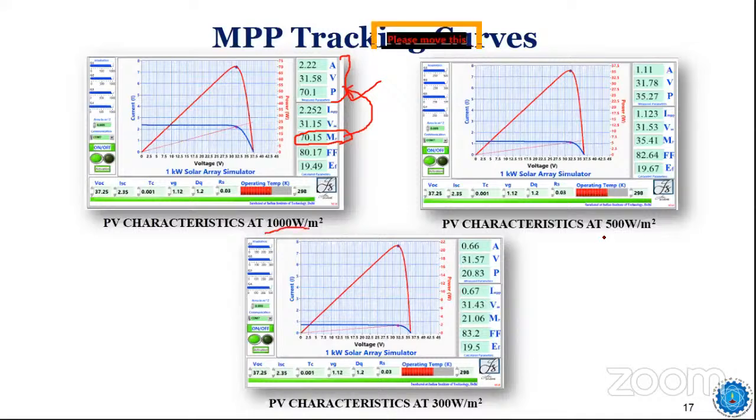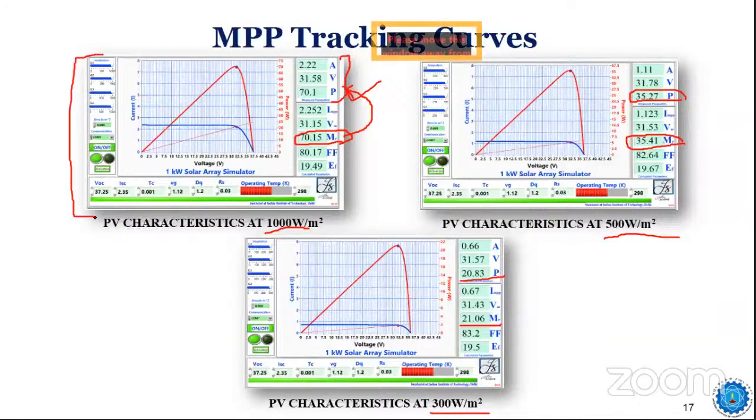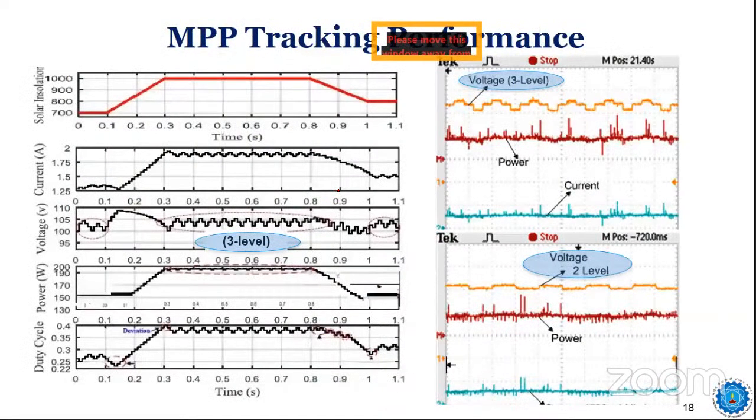When the irradiation is changed to 500 watt per meter square, again you can see we are able to track 35 watt, exactly almost the same. Similarly, at 300 watt per meter square, we are able to track 21 watt. So as we are changing the irradiation, we are able to track the maximum power, right? The tracking curves and everything can be obtained from the solar simulator. These are some of the results to make you understand in practice what you see, the voltage and everything. You can see the change in voltage.